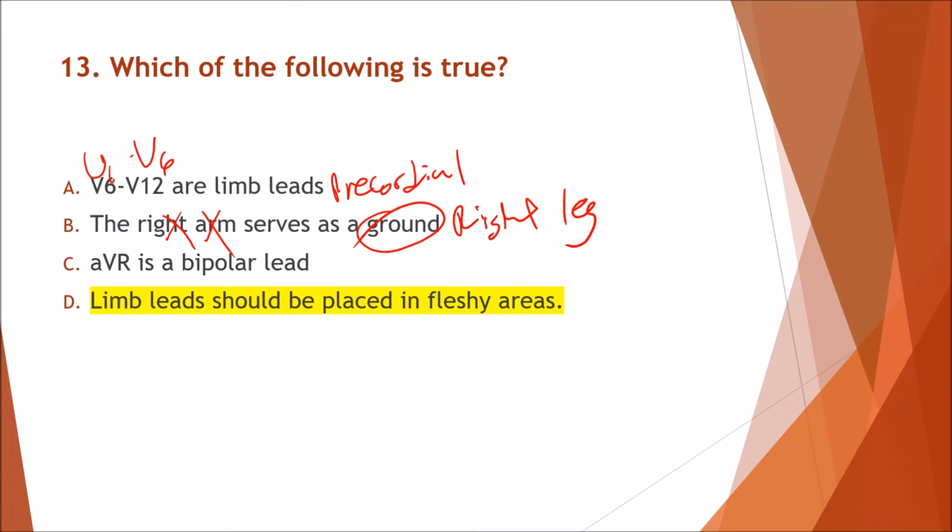That is really important. AVR is bipolar. No, AVR is monopolar or unipolar. You might hear it either way. Limb leads should be placed in fleshy areas. Yes, remember the limb leads, that is your right arm, left arm, left leg. You want to place those over meaty areas, not bony prominences.